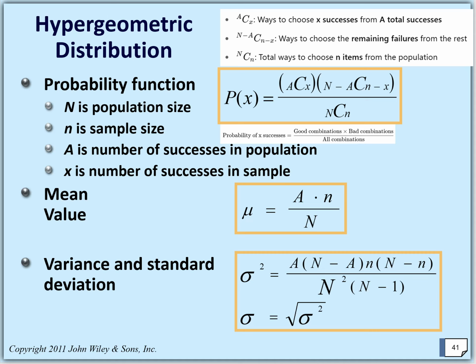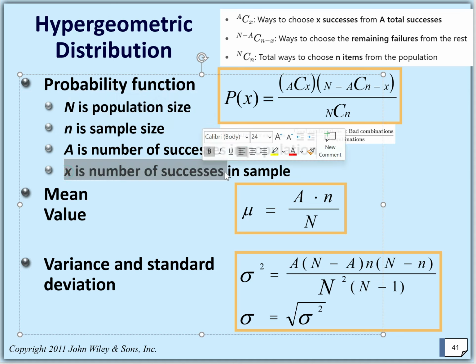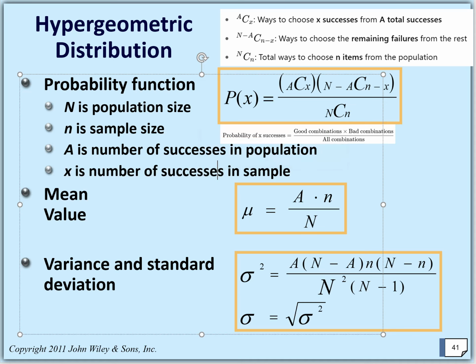So in a population, let's say there are 48% males and 51% females. If you select 20 of them, which is n, then what is the distribution of males and females in that sample? So this is what the last 2 points mean.